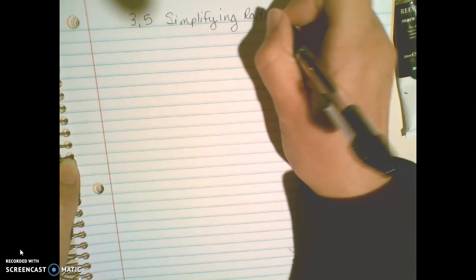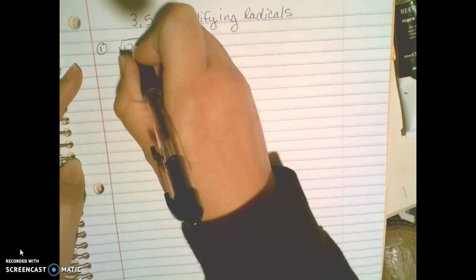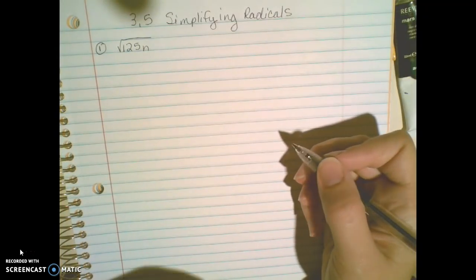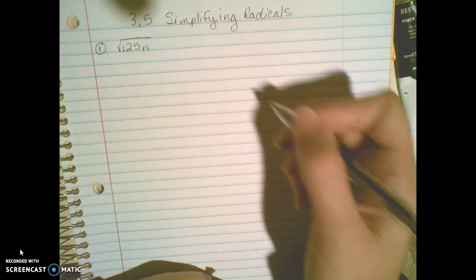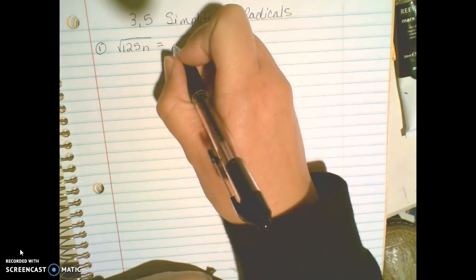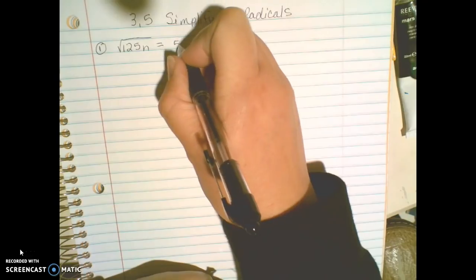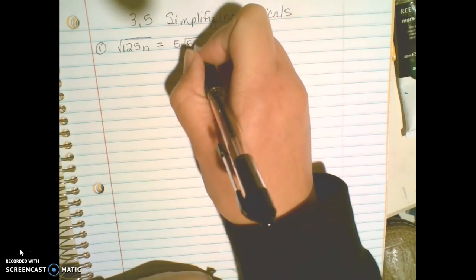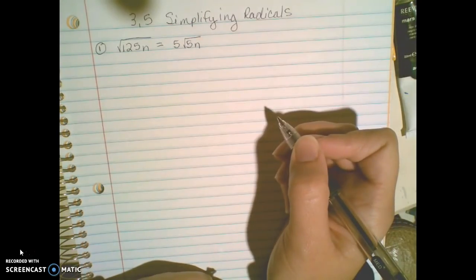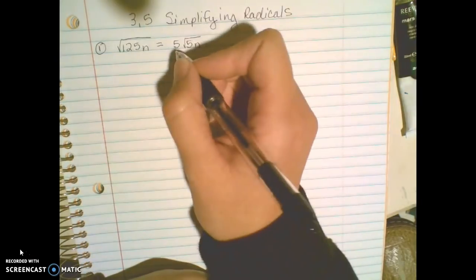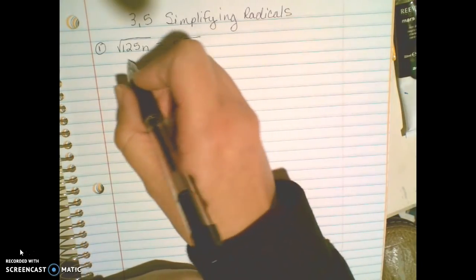So simplifying radicals. Okay, so here's our first one. It's going to be the square root of 125n. So pause it, simplify it, and come back for your answer. Okay, your answer for that one should be 5 square root of 5n. And if you got it, you can go ahead and fast forward to the next problem. And if you didn't, here's how I got it.